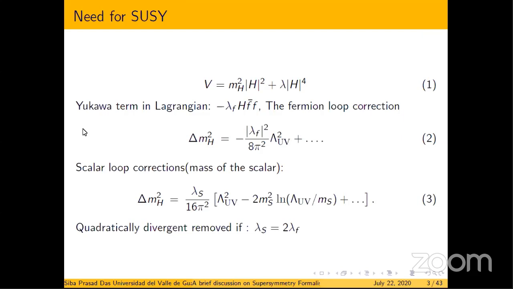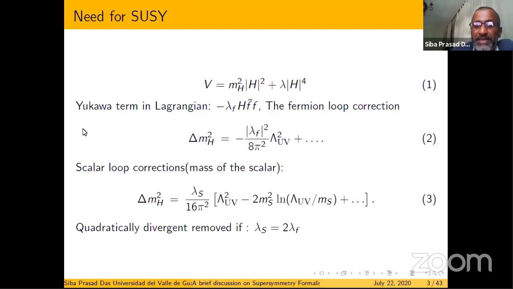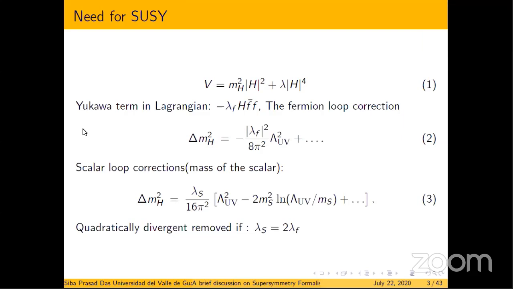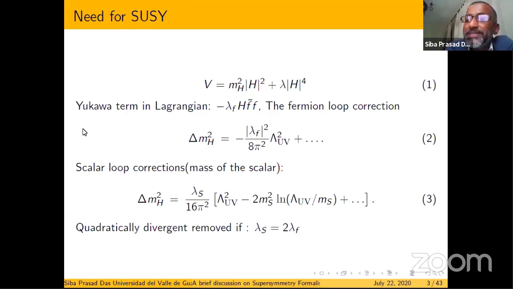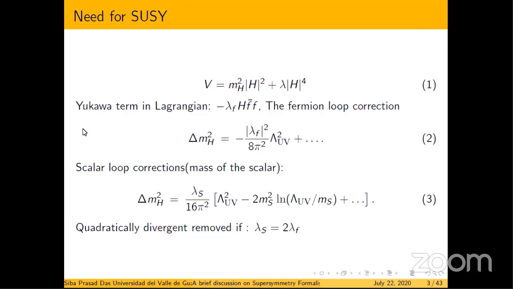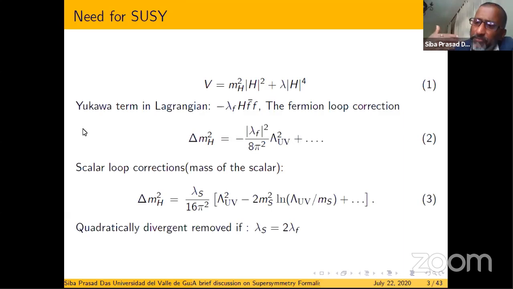So you will see that I have a divergence term, which is the lambda squared term. Generally this is the quadratic divergence. Once you get the full correction for the Higgs mass scale from the scalar as well as the fermion, you see that a quadratically divergent term appears in my theory.